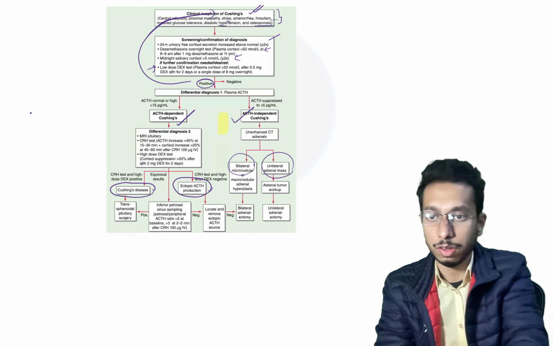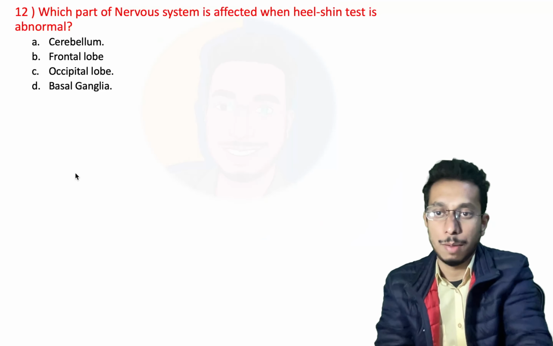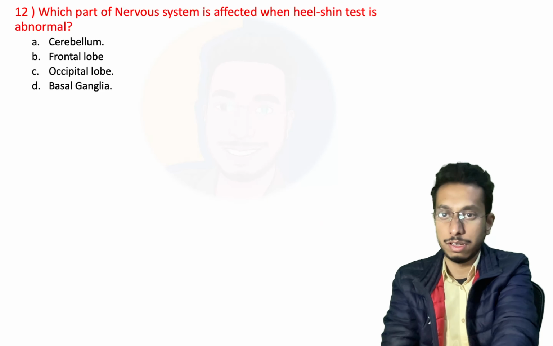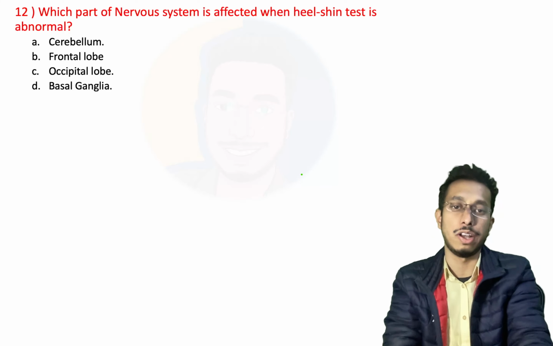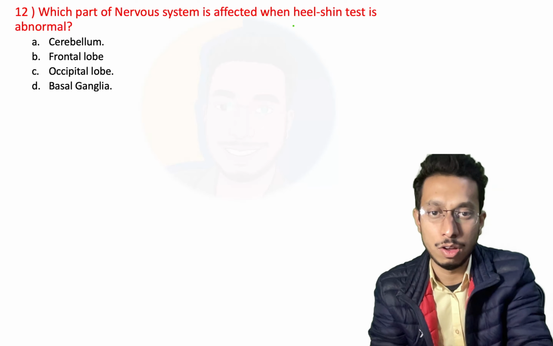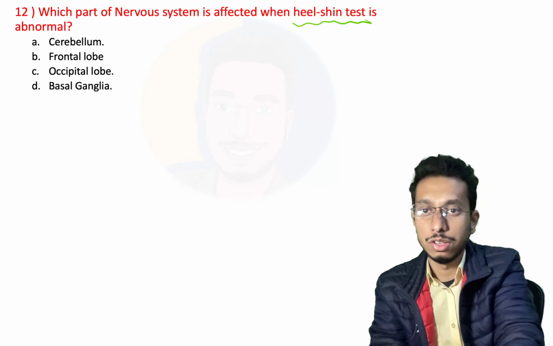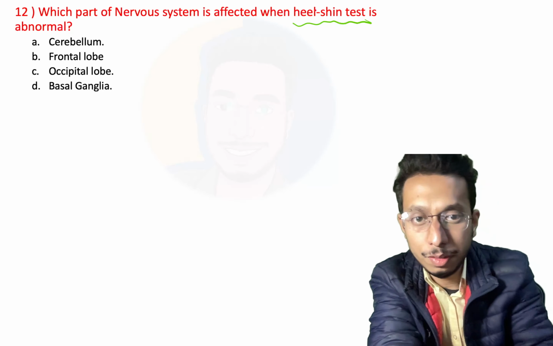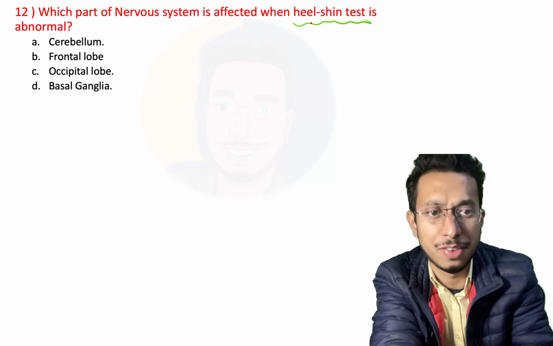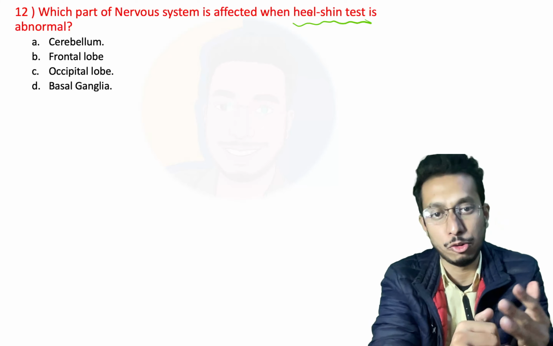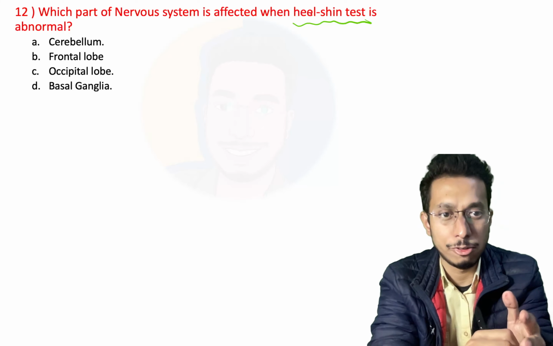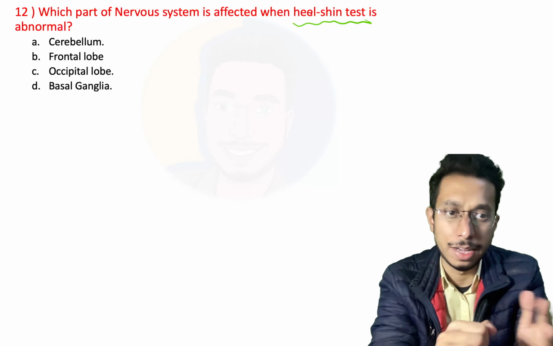Okay, all right. So coming to the next question, it is about a clinical examination. It says, which part of the nervous system is affected when the heel-shin test is abnormal? All right. So the heel-shin test is nothing but a cerebellar function test. The cerebellum in our body is basically responsible for equilibrium, guys. Coordination, equilibrium, and the smoothness of movement are maintained by the cerebellum.